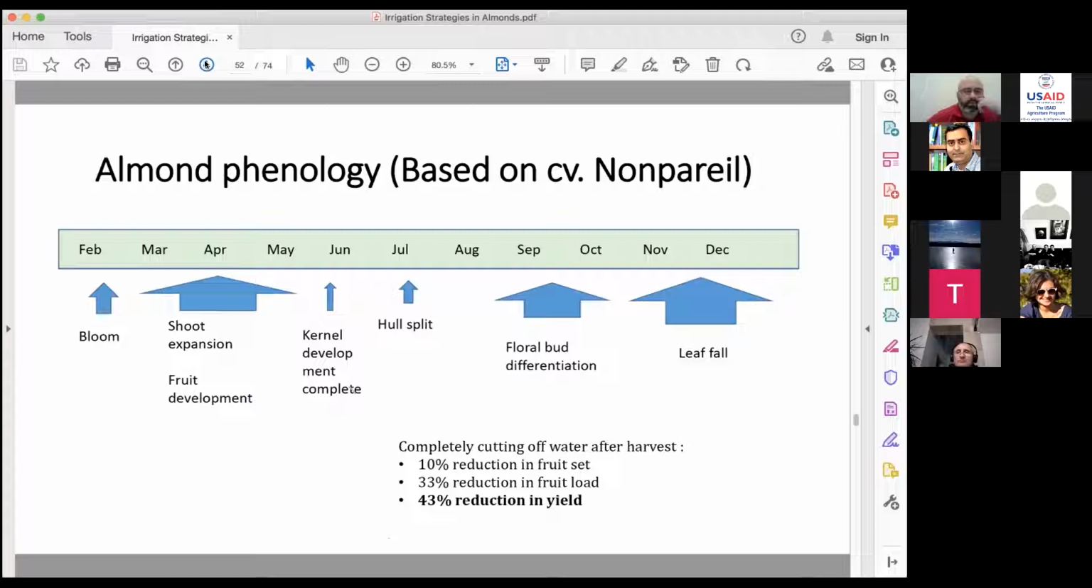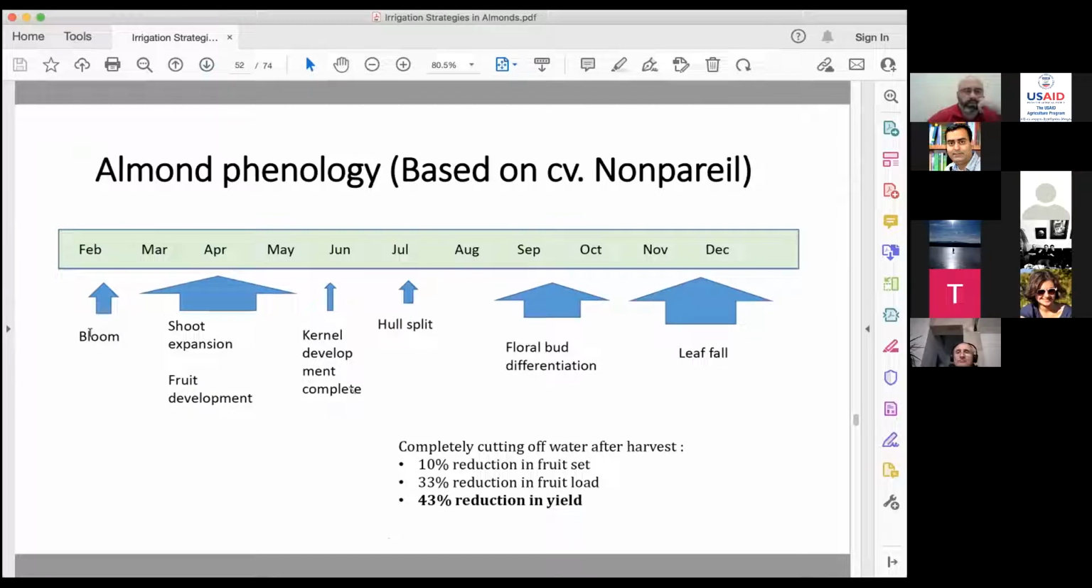We talked about almond phenology. This is based on the non-perennial cultivar; the dates for the European cultivars that you have in Georgia will vary. The timeline between bloom and leaf fall or post-harvest will vary, but the succession of these things happening over the season is the same.